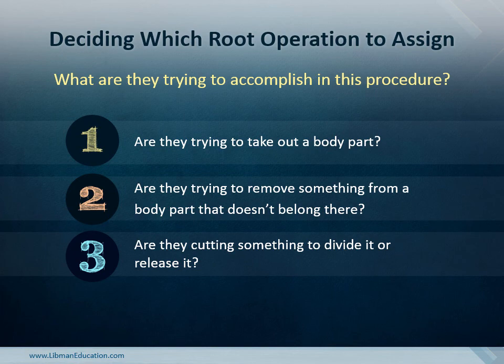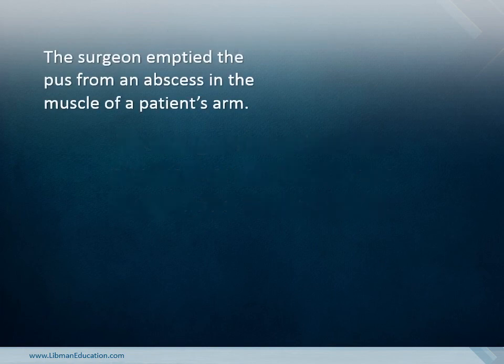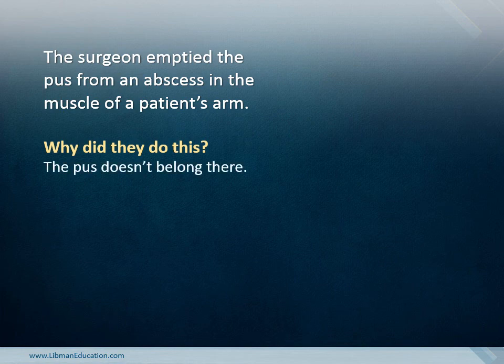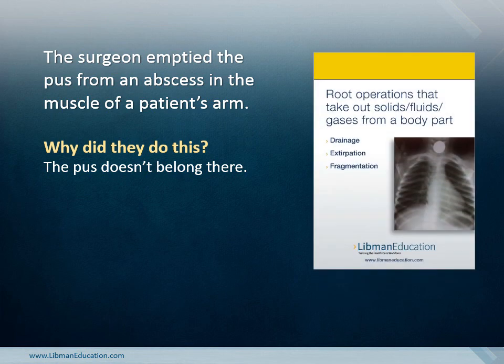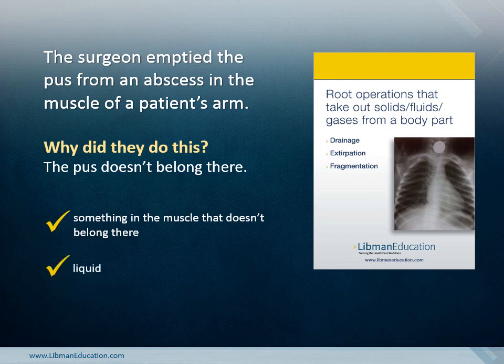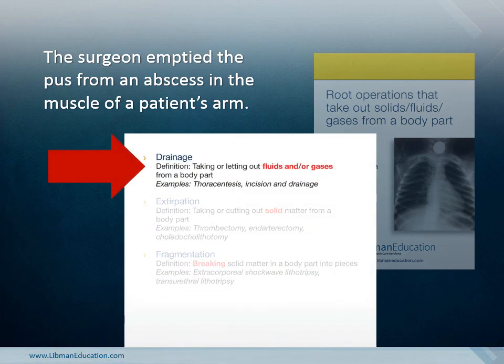So here's my example. The documentation says that the surgeon emptied the pus from an abscess in the muscle in the patient's arm. You ask yourself the question, why did they do this? And the answer is that the pus doesn't belong there. And this is going to sound like it belongs to that yellow card. It is something that's in the muscle that doesn't belong there. Then we determine that it's a liquid, so the root operation is drainage.